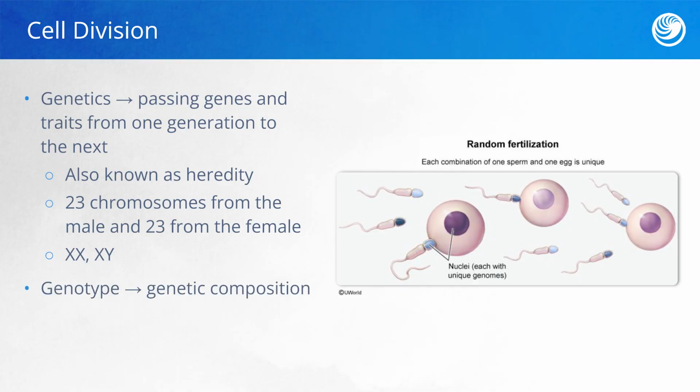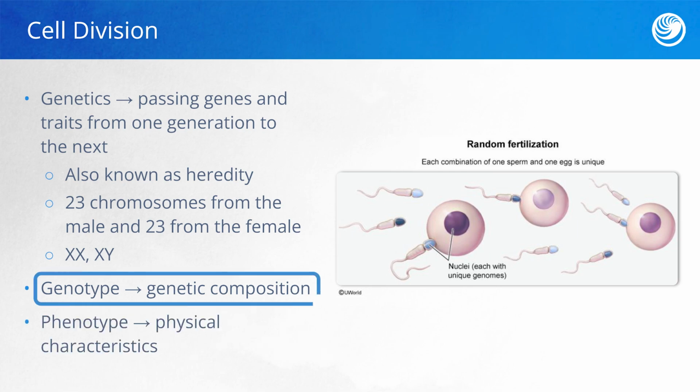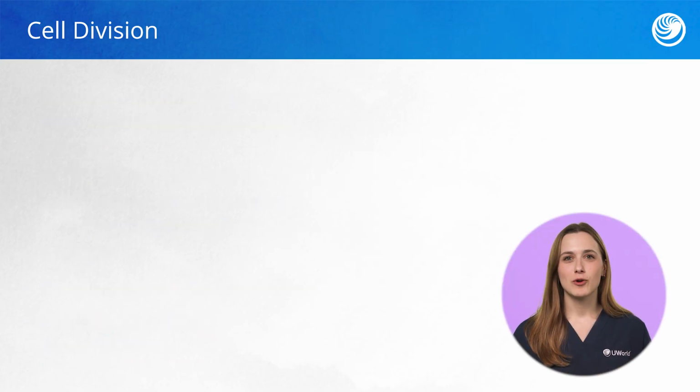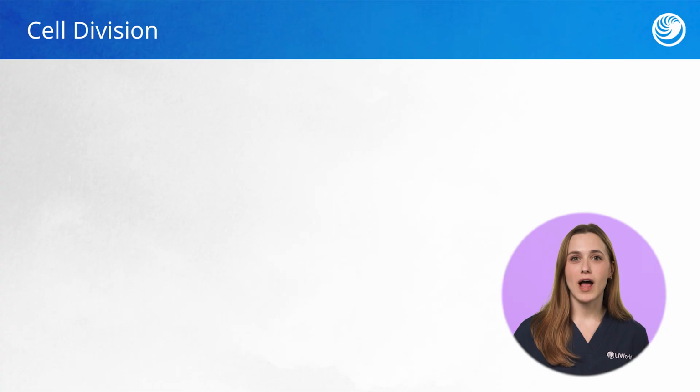Two terms that are used in genetics are genotype and phenotype. Genotype describes the actual genetic composition of the chromosomes, and phenotype describes the physical characteristics that can be observed, things like eye color or hair color, which are expressions of the genotype. Chromosomal abnormalities may result in congenital abnormalities or reproductive loss.